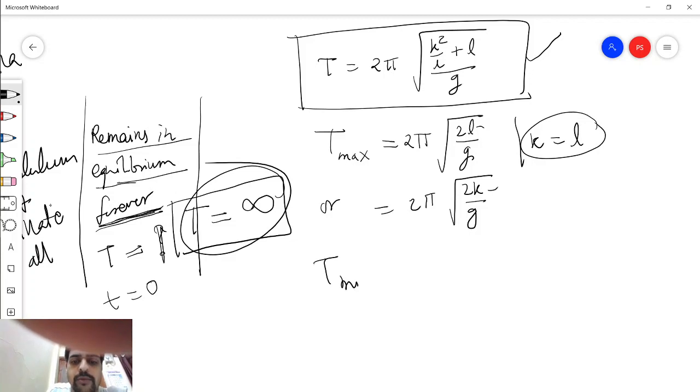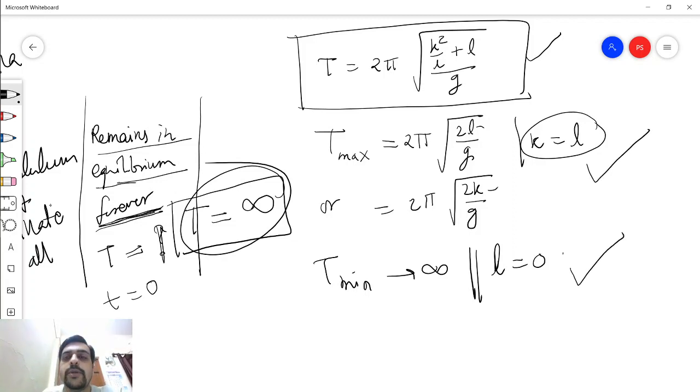And T minimum is simply tending to infinity, and it occurs when L equals 0. So these are the conditions for maximum and minimum time periods.